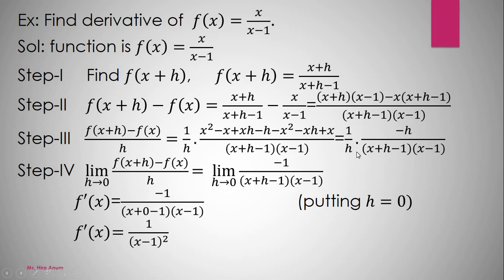And when we simplify this, it becomes 1 over h times minus h over x plus h minus 1 times x minus 1. H will be cancelled. It becomes minus 1 over x plus h minus 1 times x minus 1. We take the limit as h approaches 0. When we put 0 here, it becomes minus 1 over x minus 1 times x minus 1. It becomes minus 1 over x minus 1 whole square.